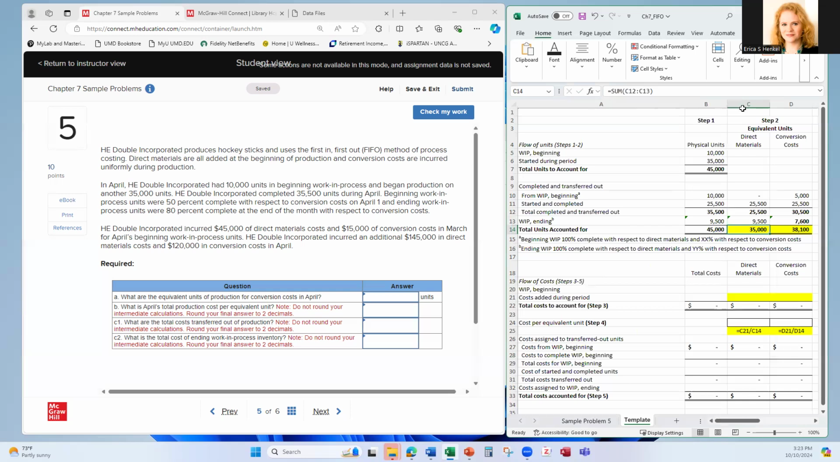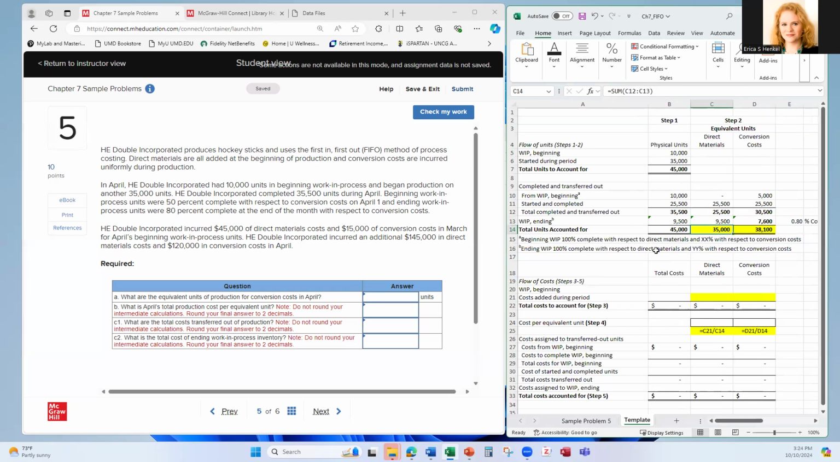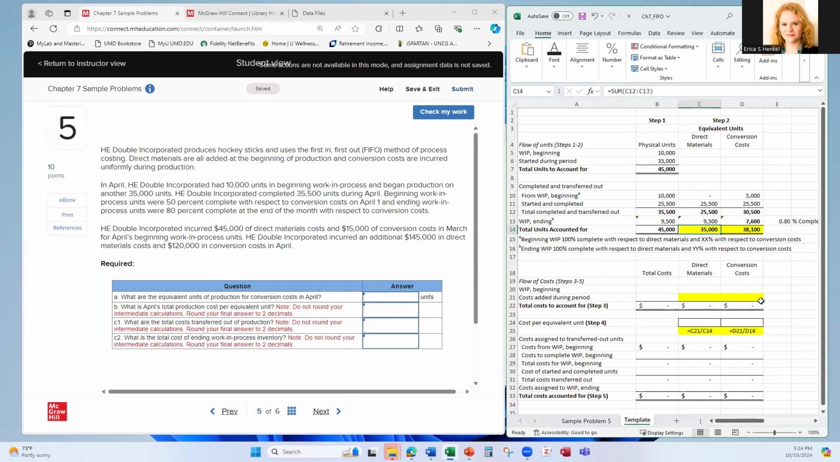materials there. I'm going to make this a little bit narrower so that I can see that column over there. Just do that. All right. Now, so equivalent units of production for conversion costs then is this 38,100 units. All right, so now we need to calculate our costs here.